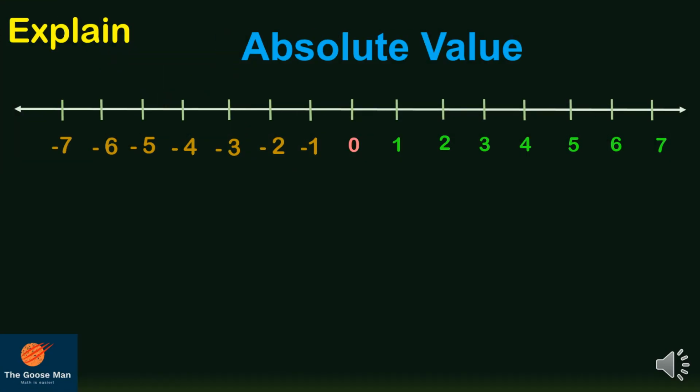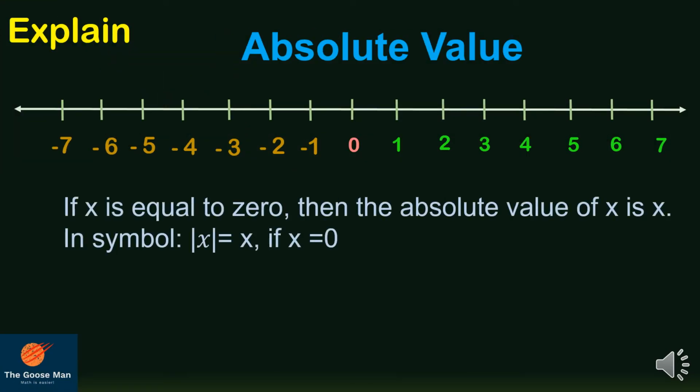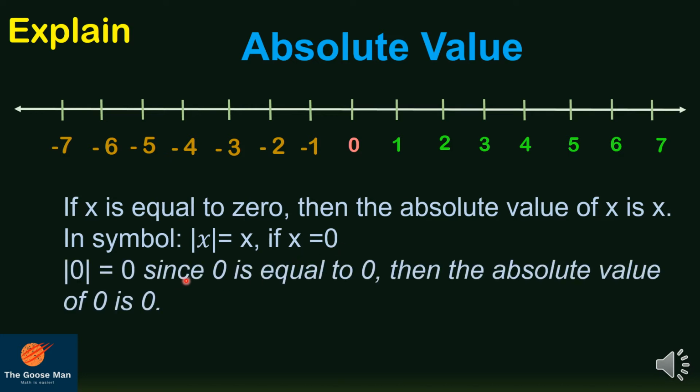Another concept is if x is equal to 0, then the absolute value of x is equal to x. In symbol, absolute value of x is equal to x if x is equal to 0. So, absolute value is 0 since 0 is equal to 0. By inspection, absolute value is the distance. Since you are not going to move from 0, the distance of 0 to 0 is equal to 0.